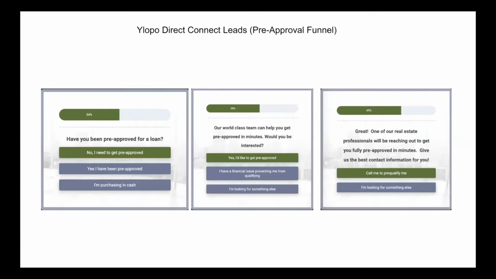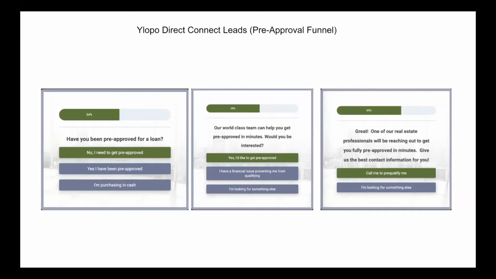So as an example, if we ask the consumer on the left-hand side, have you been pre-approved for a loan? They say, no, I need to get pre-approved. We say, we have a world-class team to help you get pre-approved in minutes. Are you interested? Yes, I'd like to get approved. And only when they say, call me to get pre-qualified, right, do we actually send them down a pre-qualification path, right? So you can see here, we are taking multiple directions with every consumer.